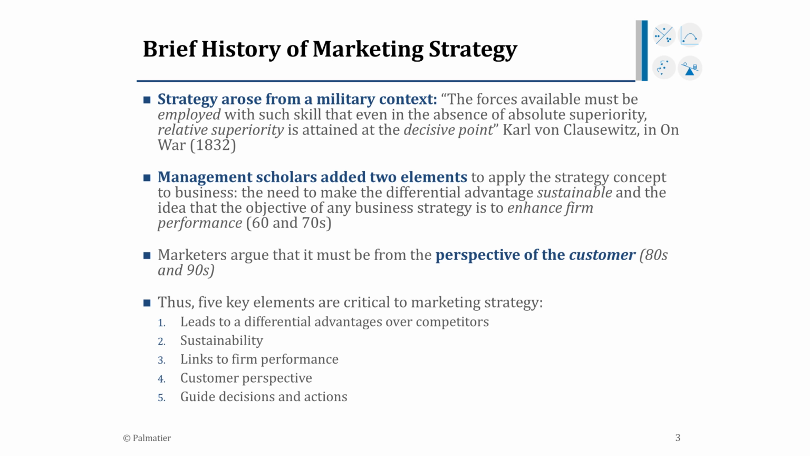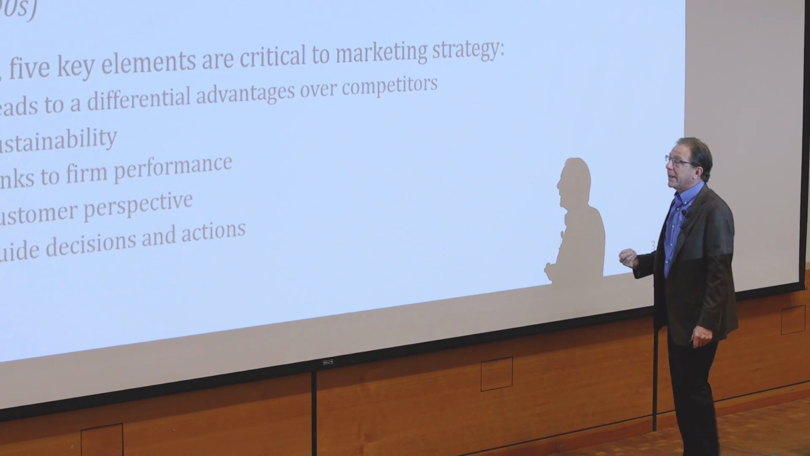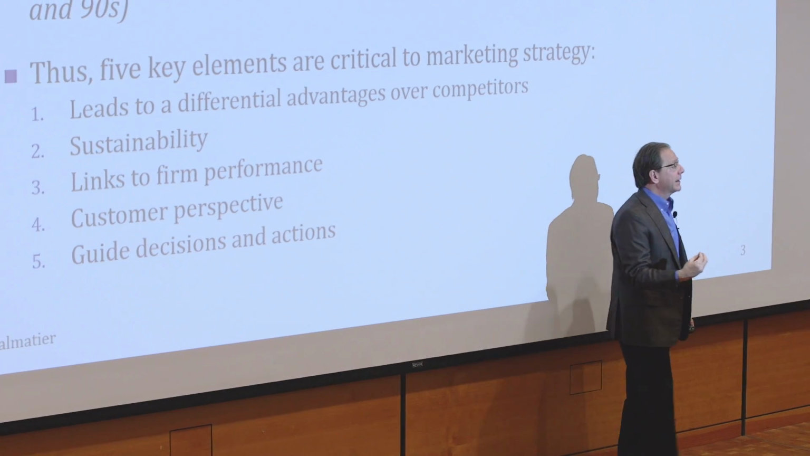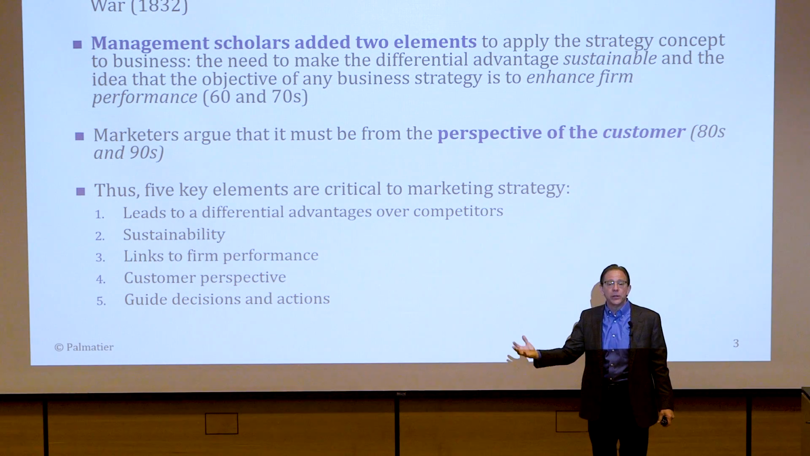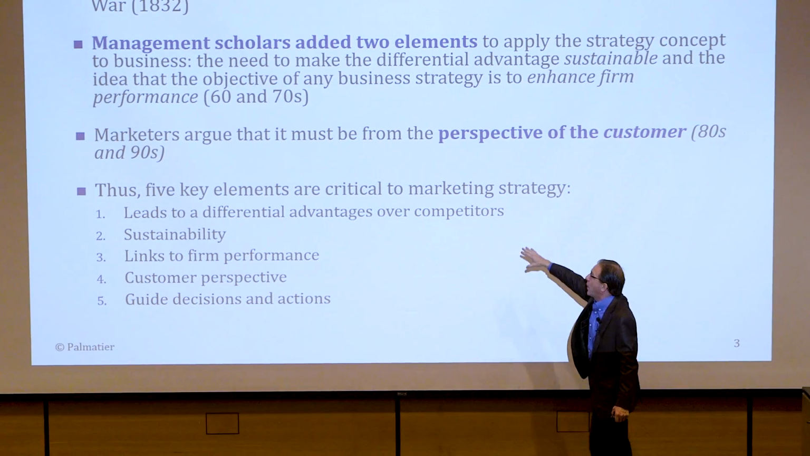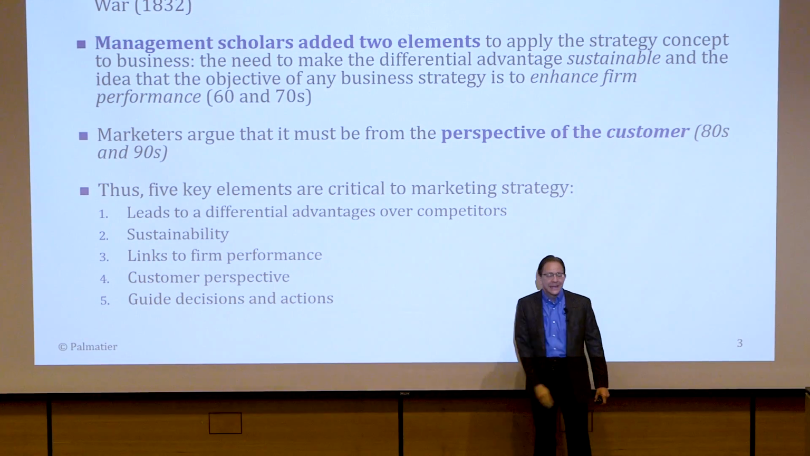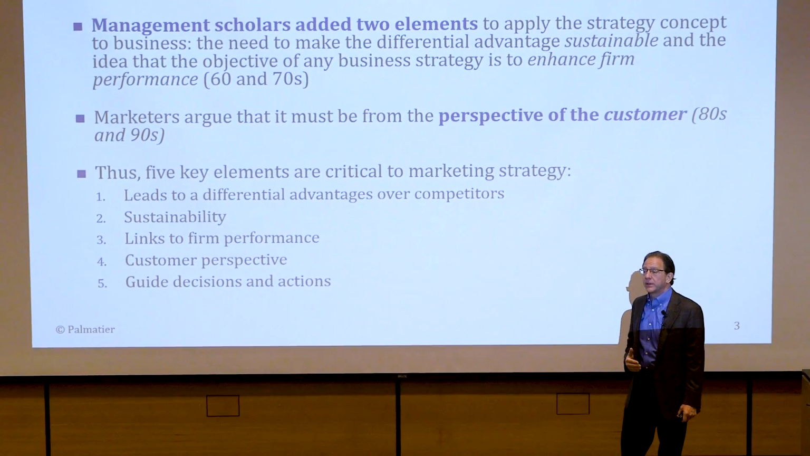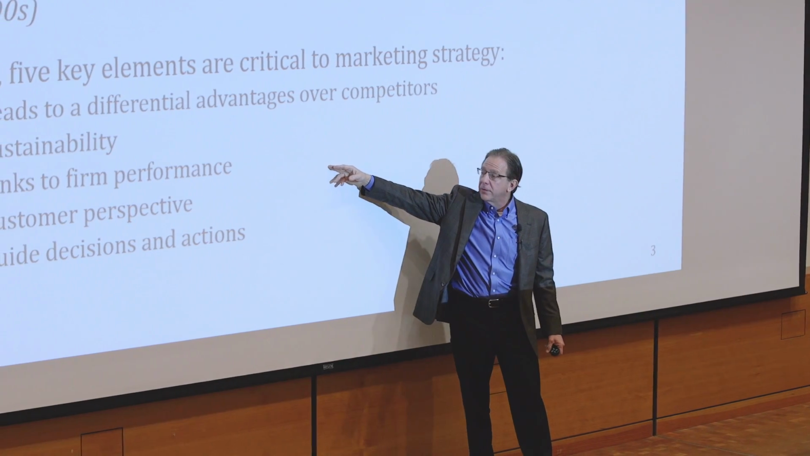It leads to a differential advantage over competitors. So when you design a marketing strategy, you need some advantage over your competitors, and you're going to use that to win. It needs to be sustainable. It does no good if you come out with a new product, beat your competitors for 6 months, and then they copy you and wipe you away. You need some way to make that differential advantage sustainable. The third, the differential advantage, the sustainable competitive advantage, has to lead to performance. We want to link our strategy to performance because that's the objective of most businesses.